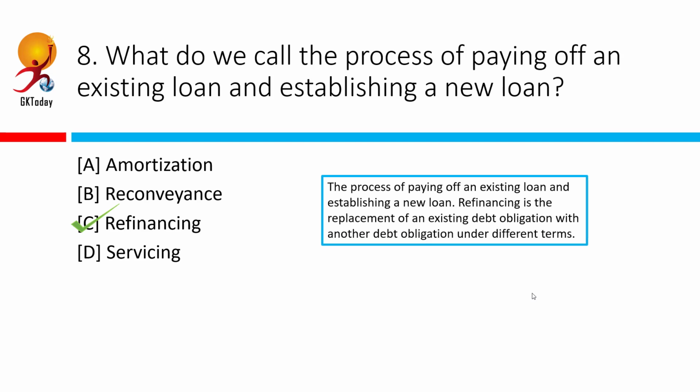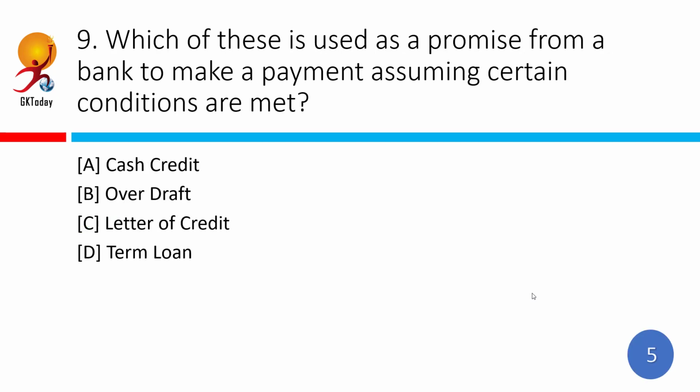Correct answer is refinancing. So the answer is in the term. When you are financed, it means you have been given a loan. So when you rearrange that loan, it's refinancing. Which of this is used as a promise from a bank to make a payment assuming certain conditions are met?